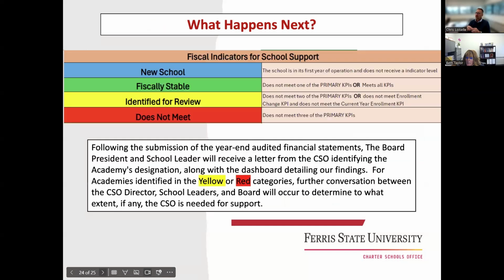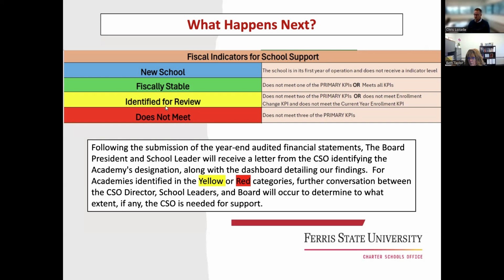So again, what'll end up happening is if you're in the yellow, identified for review or does not meet categories, you will have further conversation with the CSO who will reach out. I will reach out. The director will reach out to the school leaders and the board president for that conversation so that I can understand better the situation that you're in, and perhaps move you from identified for review up to fiscally stable if we determine that the KPI isn't actually giving an indication of a fiscal hazard.